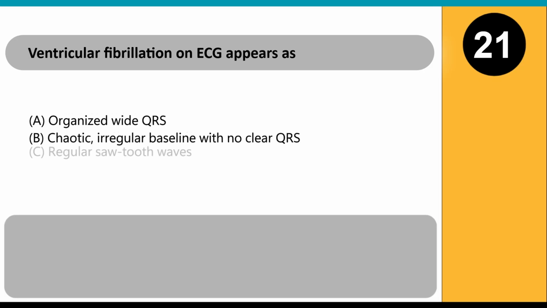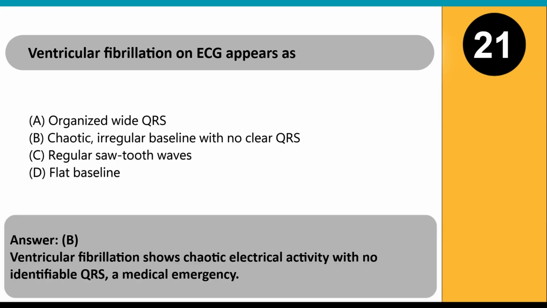Ventricular fibrillation on ECG appears as: A. Organized wide QRS. B. Chaotic, irregular baseline with no clear QRS. C. Regular sawtooth waves. D. Flat baseline. Answer B. Ventricular fibrillation shows chaotic electrical activity with no identifiable QRS, a medical emergency.